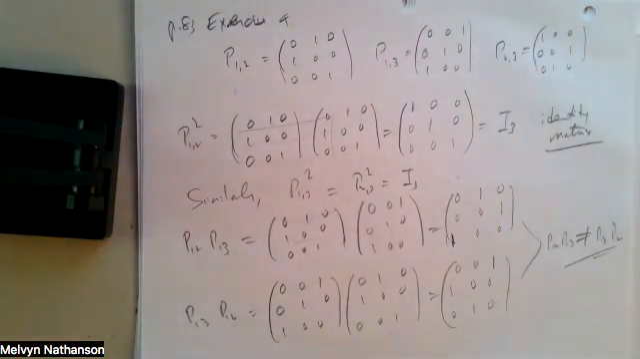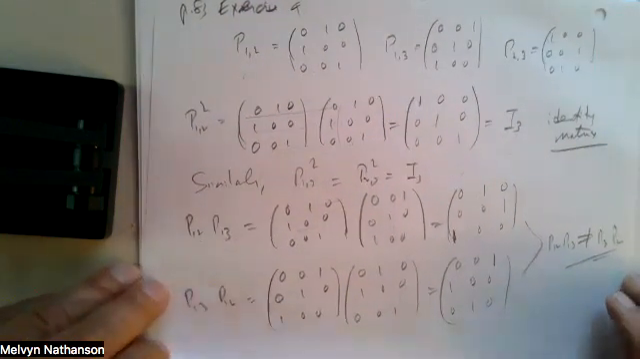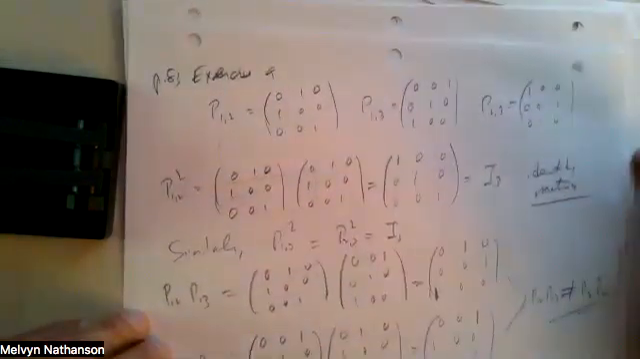Professor, I'm confused. How did you multiply these rows and columns? You took each number? Well, so... Confused.